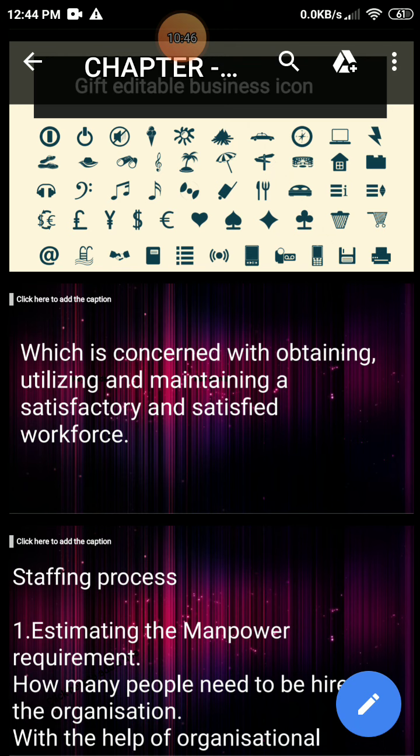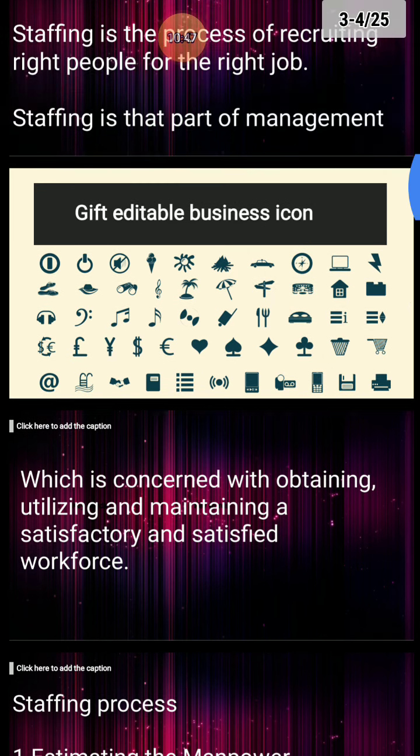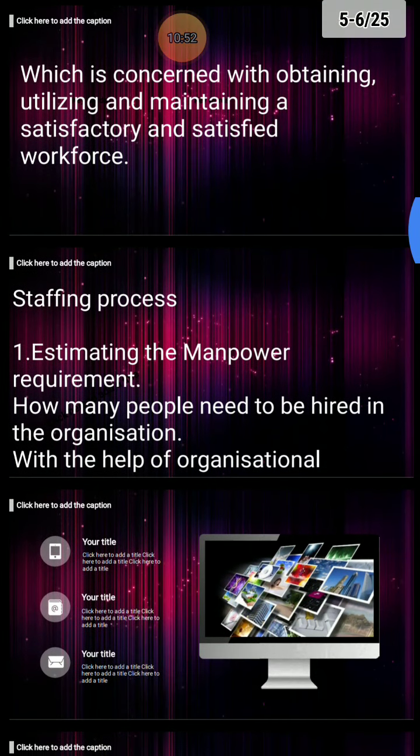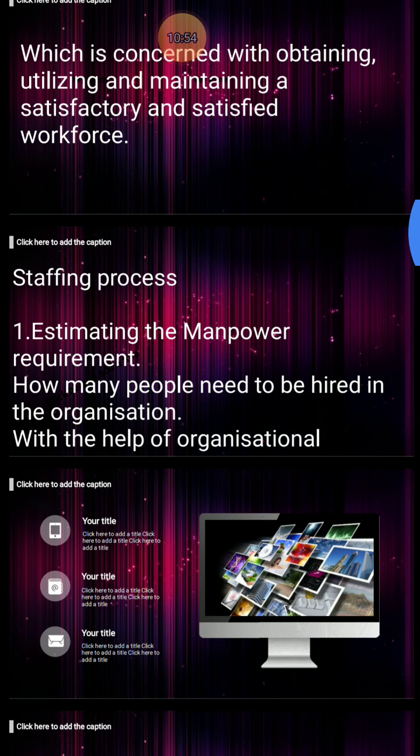So this is about the meaning of staffing. Hopefully you are clear with the meaning of staffing. And now let me start with the staffing process.